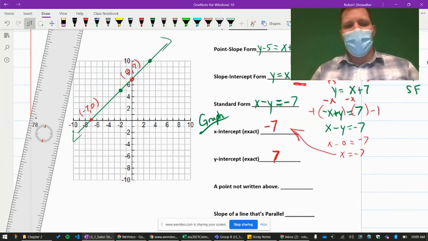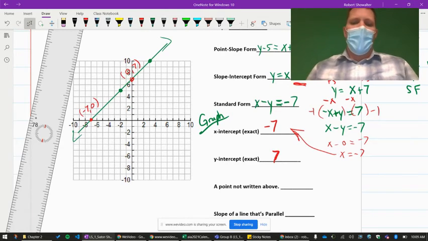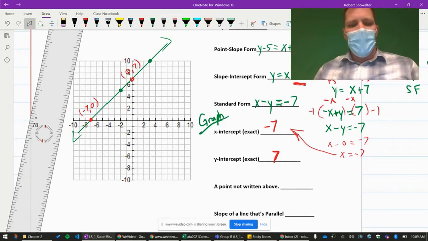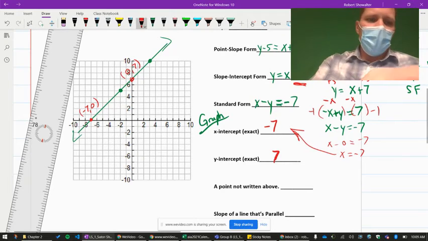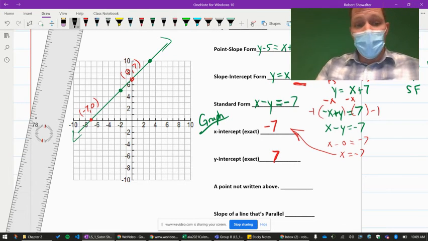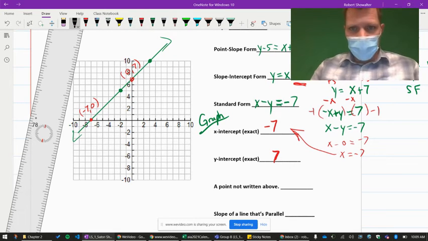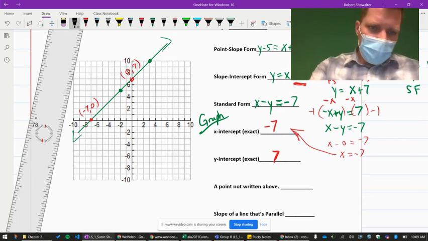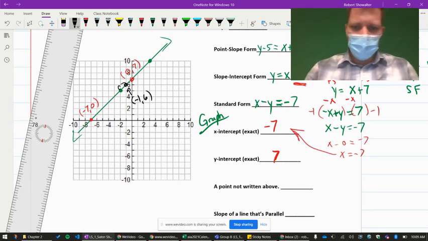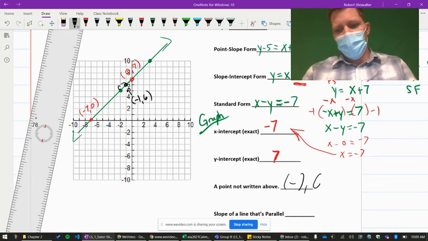Let's go ahead and find a point that is currently not on the graph and is not written above. We need another point on that line. One way is to use our slope from an existing point that we know is on the line. We can go up 1, right 1, and draw another point, (-1, 6). That is also another point on the graph.